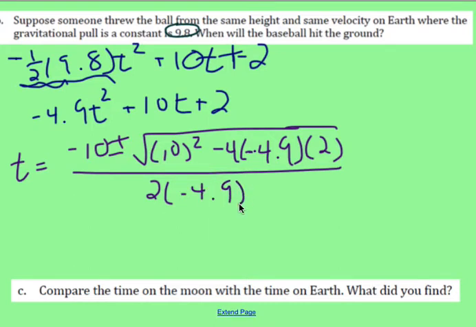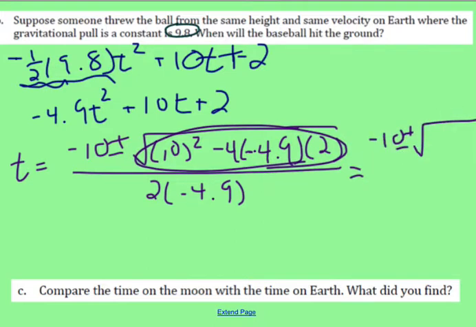Okay, so now I need to simplify underneath the radical first. So I'm going to do 10 squared minus 4 times negative 4.9 times 2. And when I do that, I get 139.2. Again, I want you guys to be calculating that out with me. And that's going to be divided by a negative 9.8 when we multiply that out.